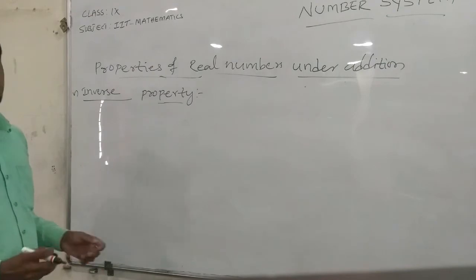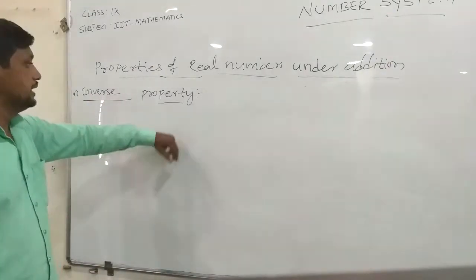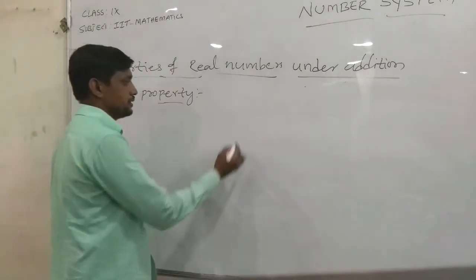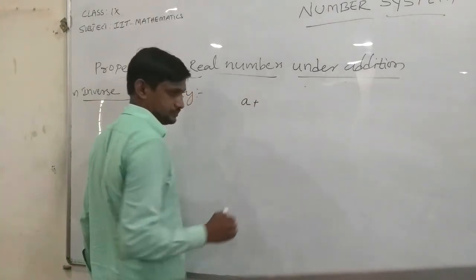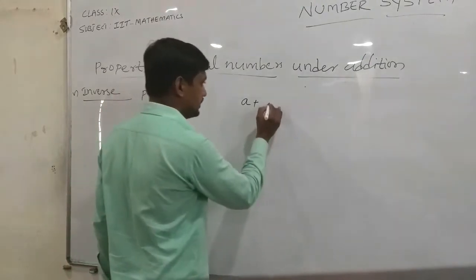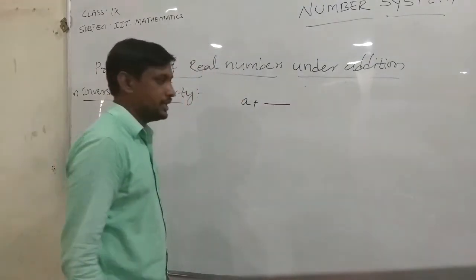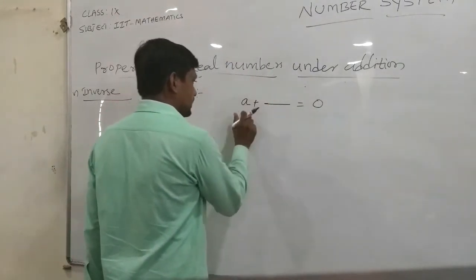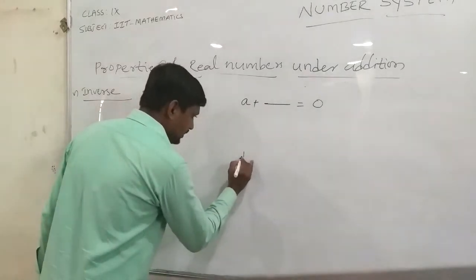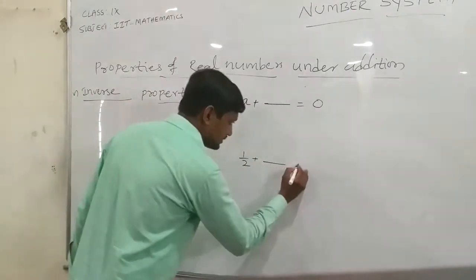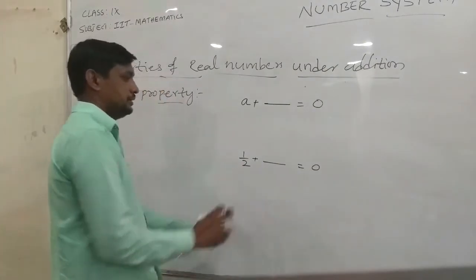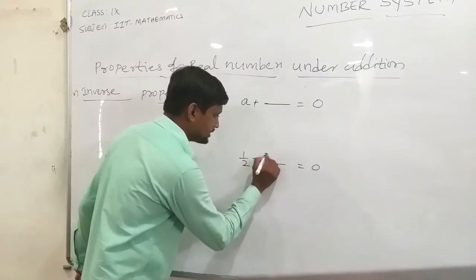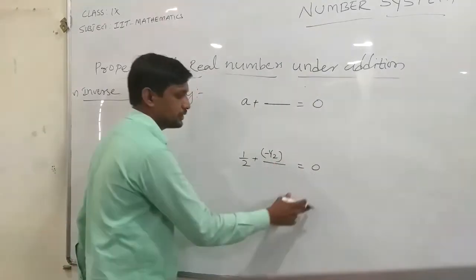Children, the next property is the inverse property. In previous classes you already studied this property. So here I am taking one number, and when I am adding another number, I need to get the identity element. For example, if A equals 1 by 2 plus blank, how much should be added to get the value 0? If I am adding minus 1 by 2, then automatically I am going to get the value 0.